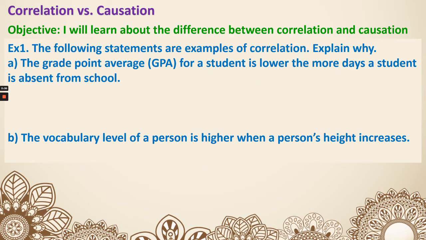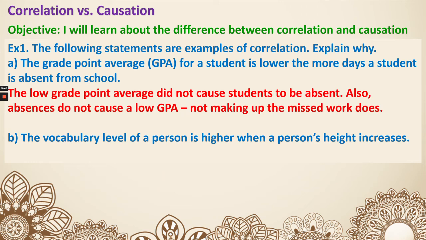Moving on, here are some more examples about correlation, asking you to explain why they are correlation but not causation. The grade point average, or GPA, for a student is lower the more days a student is absent from school. The low GPA did not cause the student to be absent. In fact, if the student is absent, they might be absent because they are sick or there are some family things they are going through. These could be the reasons, not because they have a low GPA. Suddenly they're like, I have a low GPA, so I'm going to stay home. Not quite. Also, absences do not cause a low GPA.